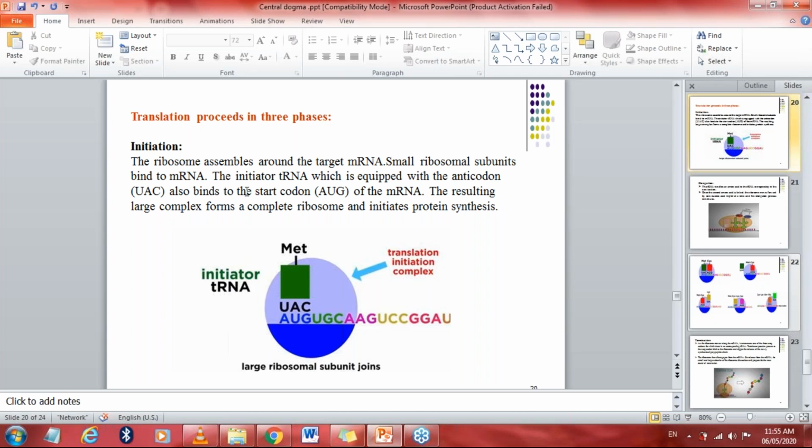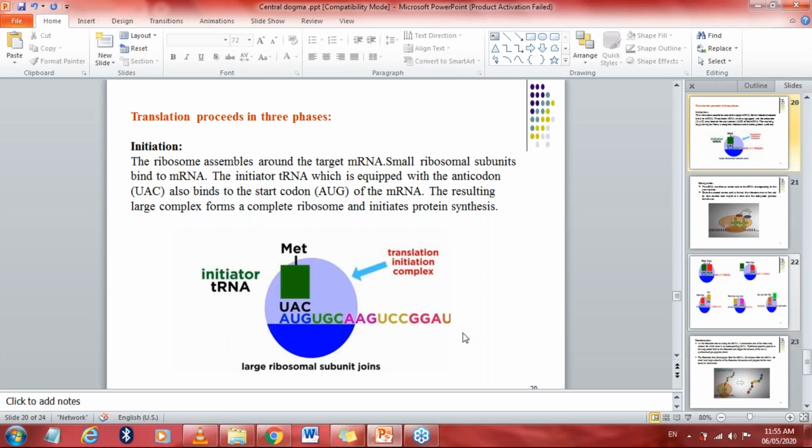So what will happen in the initiation? In the initiation, first I'm going to tell you, and after that, I will show one video. In this initiation step, what will happen? This one is our messenger RNA. Messenger RNA has codons. Now what will happen?